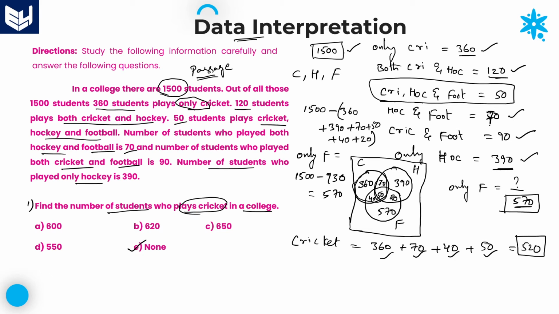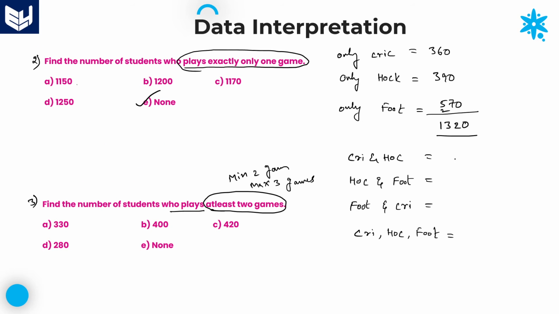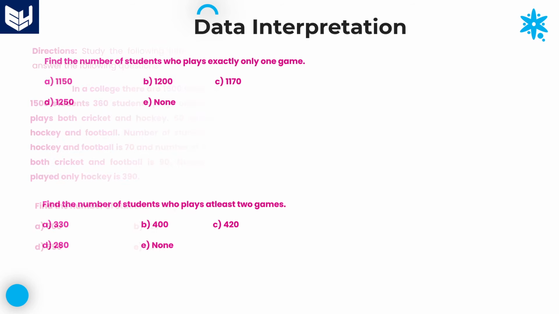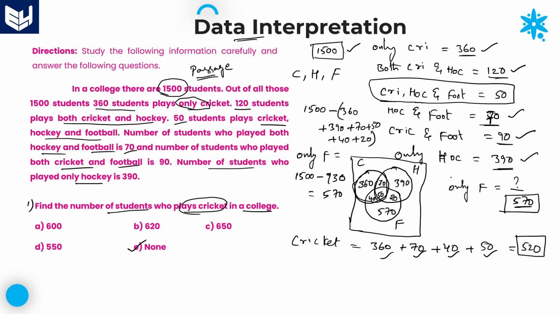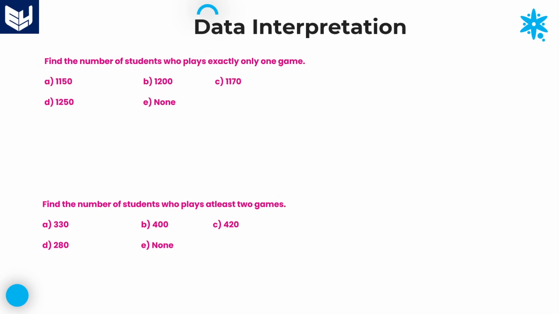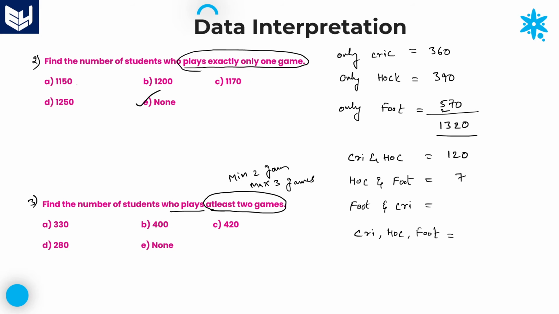Next, hockey and football 70, cricket and football 90, 120, 70, 90, and all three games 50. See, I'm just writing all the values. 120. Next, cricket and football is 70. Football and cricket is 90. And all three games 50.